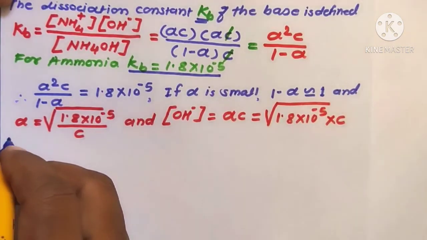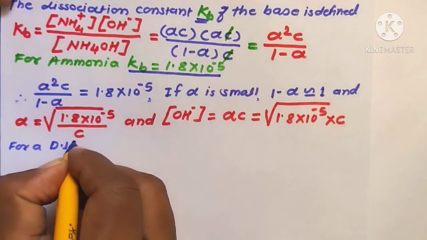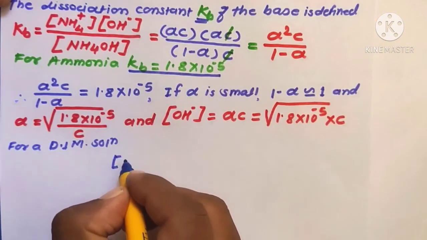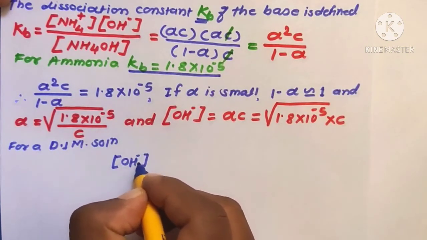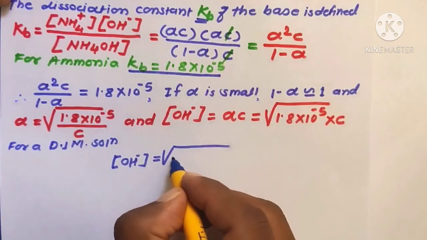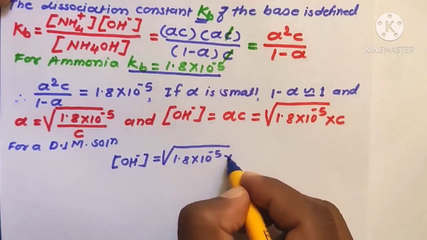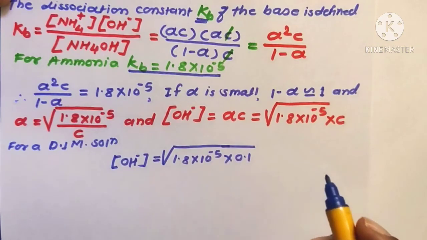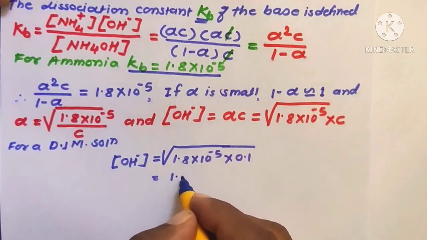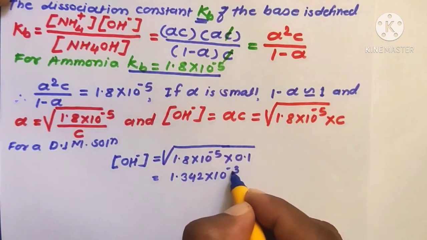Now for a 0.1 molar solution, the concentration of OH minus ion is equal to under root 1.8 into 10 raised to minus 5 into 0.1, that is the concentration. We will get 1.342 into 10 raised to minus 3.